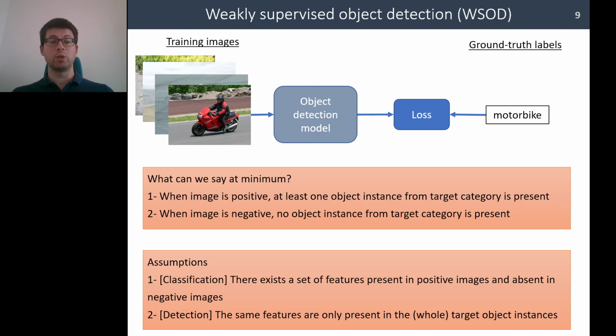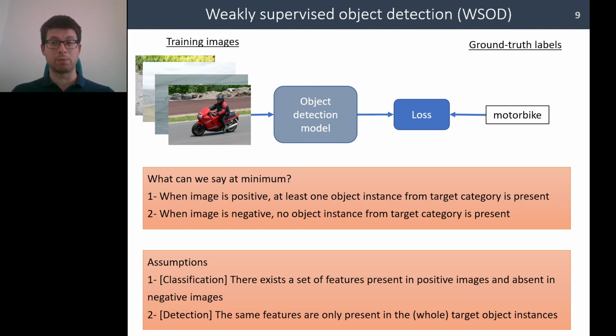But also we want to localize the object instances to detect them. So the other assumption here is we also want this set of features or parts to be present not only in the image, but also on the target object instances. So these features should appear on the target object instances. Also, they should maybe be spread over the whole object instance.